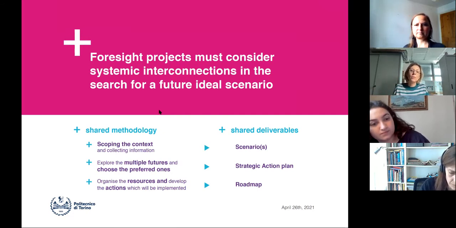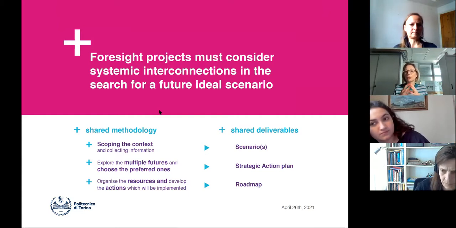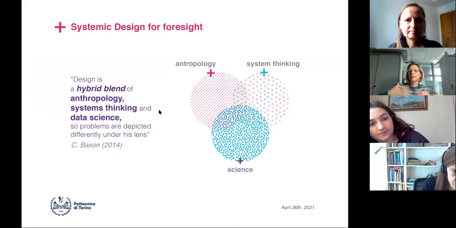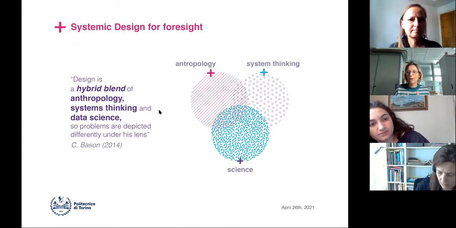At that point, it is possible to explore the multiple futures and choose the preferred ones. In that way, the selection of the future that we would like to implement helps us to define a strategic action plan. Then you have the implementation itself that defines a clear roadmap to follow in the years. Because again, it will take time to implement that kind of project that has a very high level of complexity.